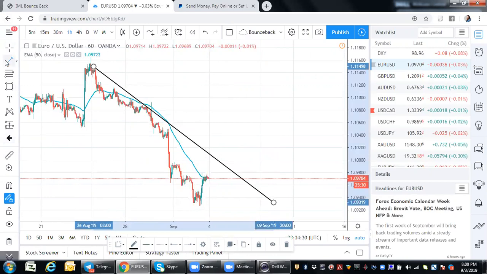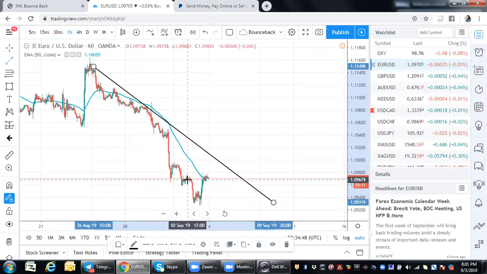Please do not try to force the trade. Do not force the trend line. A lot of people look at this and say, but it's real far from the trade. Don't worry. Don't force the trend line. Let it come to you.